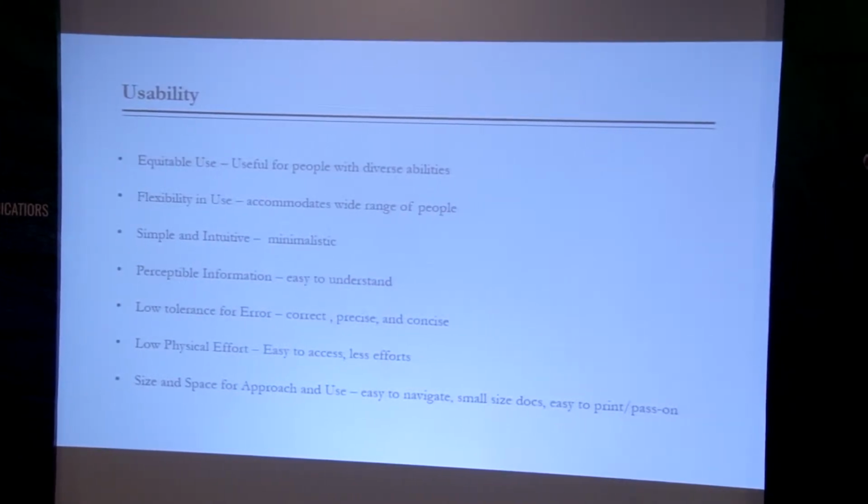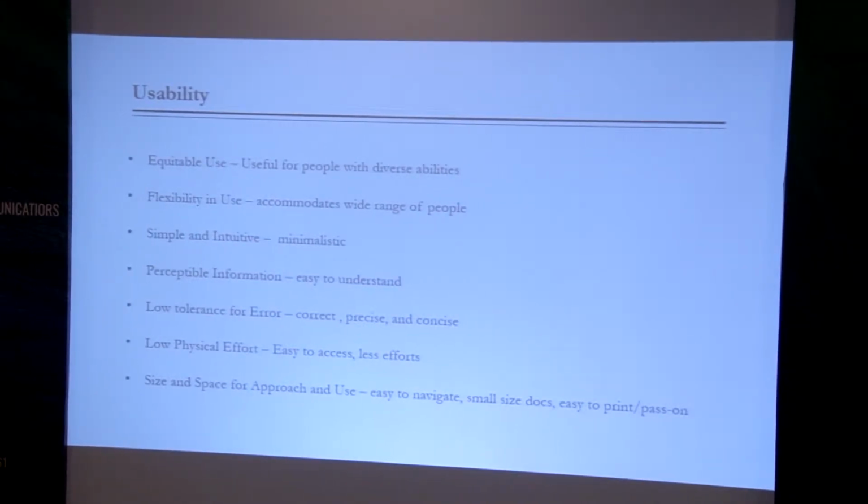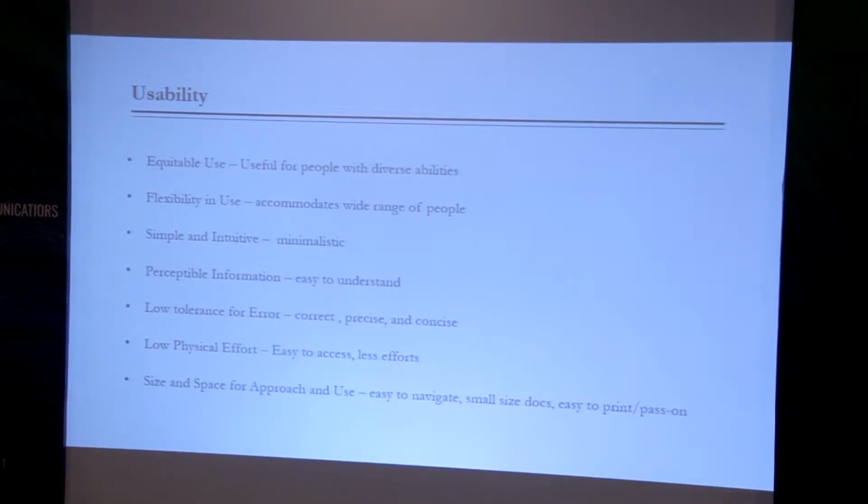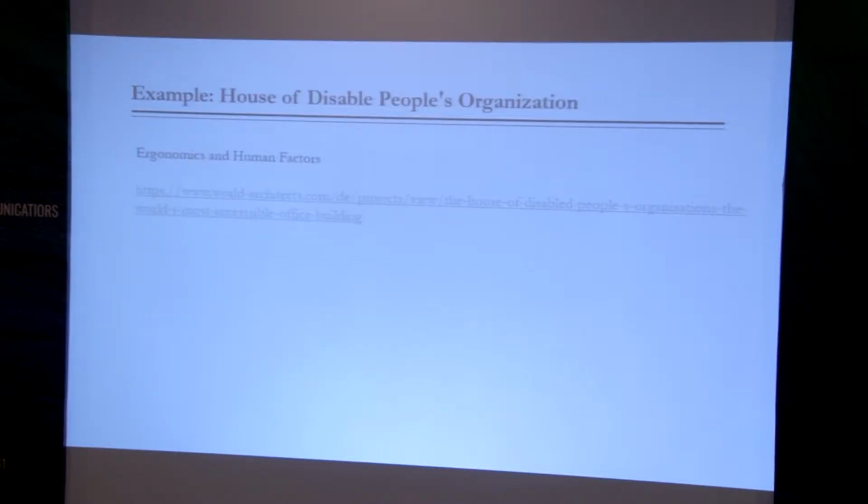So keeping these usability principles in mind, we have to think about accessibility. When we talk about accessibility and usability, these two areas go hand in hand because they have a common goal, that is, improving the user experience. So I'm going to give a general example which is not related to documentation, but it talks about a house in Denmark which has made the building accessible to people with disabilities.